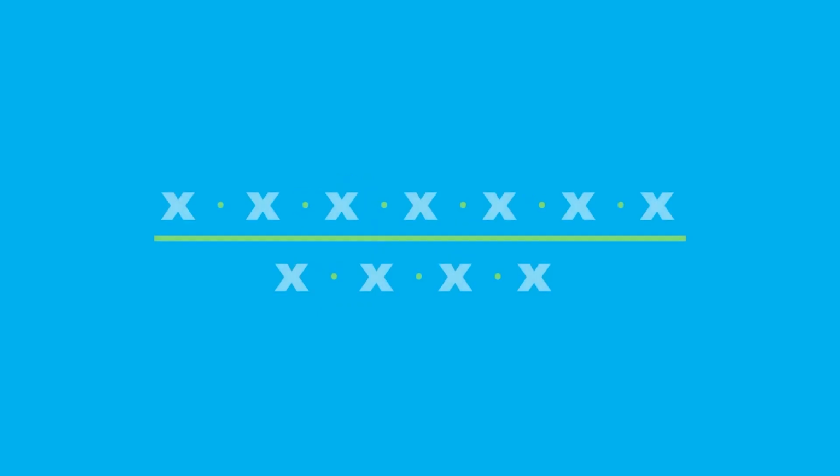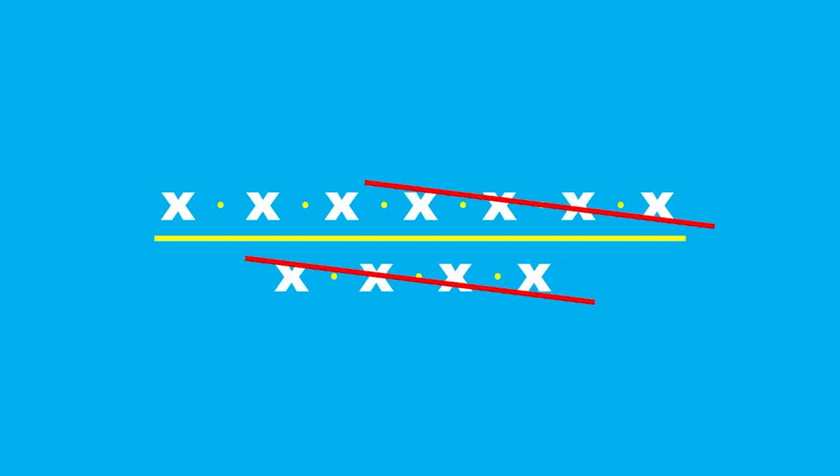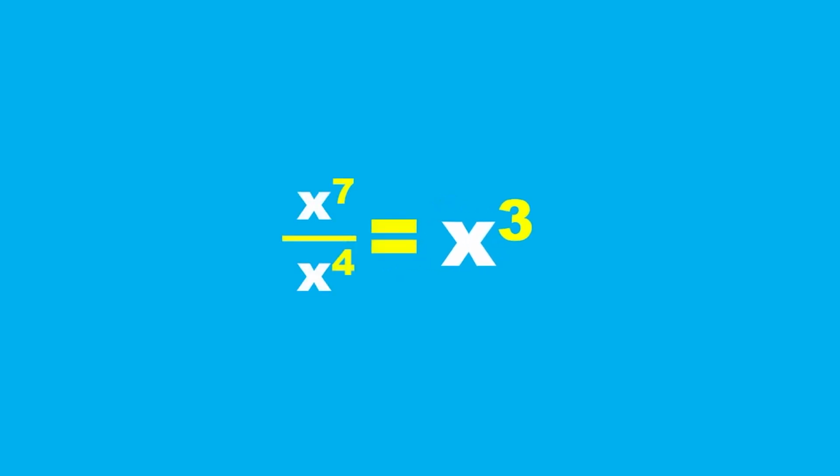Now let's simplify it. So we'll get x times x times x, 7 times, and x times x times x, 4 times. This is the expanded form of our question. Now we can cancel out the common factors, which is basically 4 x's. So at the bottom we have nothing left, which is 1, and at the top we have 3 x's left. So we'll get x times x times x, which is x cubed. And that is our answer.